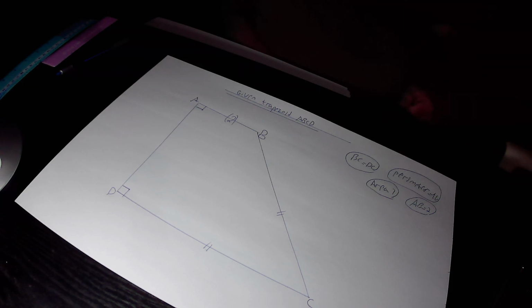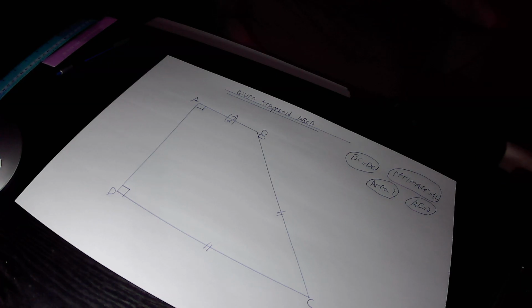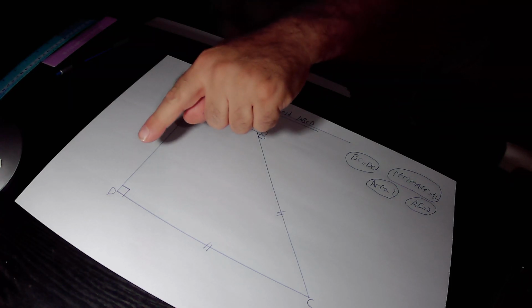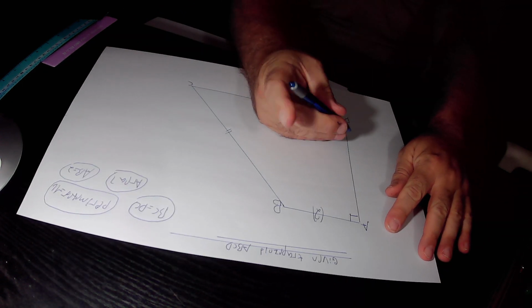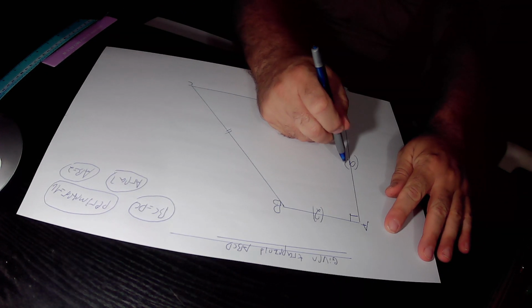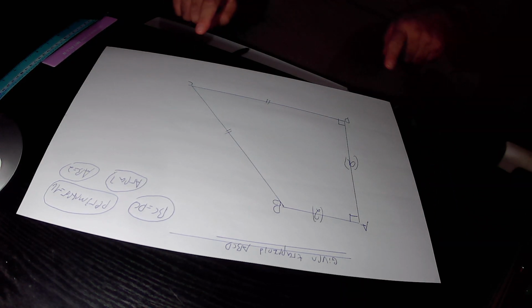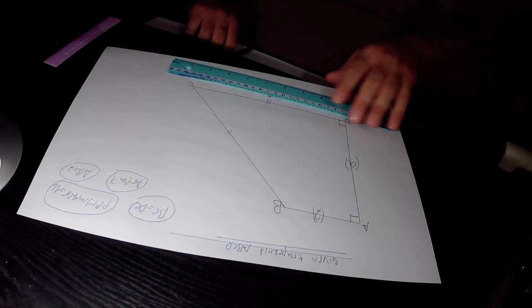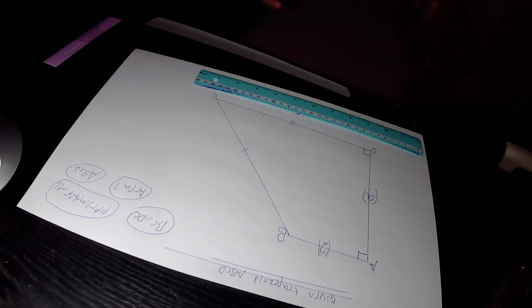We also know that the perimeter of this trapezoid ABCD is equal to 16 units. First of all, we will define the length of this side AD as A. We will define the length of side DC as B. That is to say, side DC is equal to B units in length.